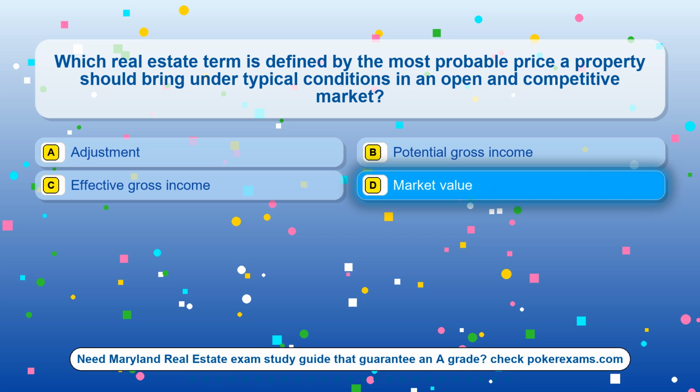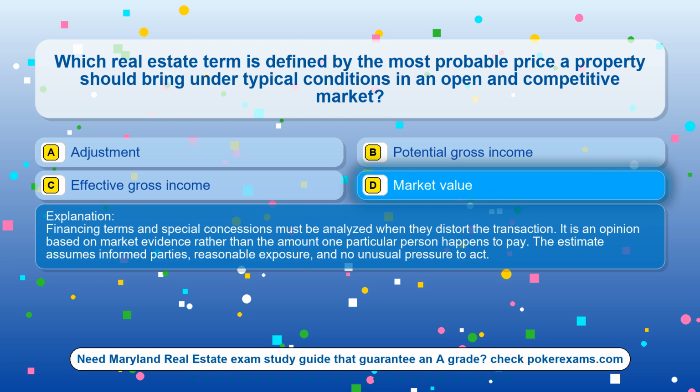The correct answer is option D, market value. Financing terms and special concessions must be analyzed when they distort the transaction. It is an opinion based on market evidence rather than the amount one particular person happens to pay. The estimate assumes informed parties, reasonable exposure, and no unusual pressure to act.